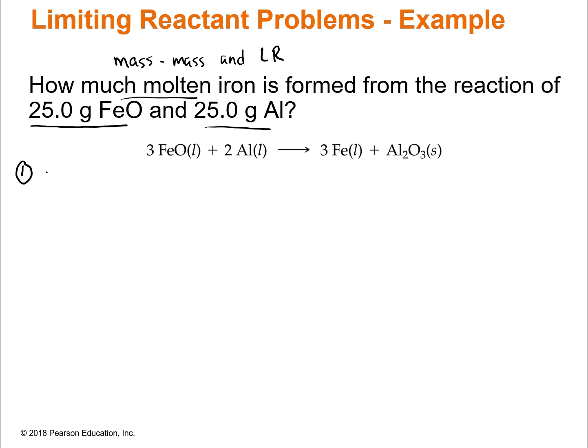For the first one, we're going to look at the 25 grams of iron 2 oxide and figure out how many grams of molten iron we can make. I'm not going to write out the plans for these. I'm just going to write out the equation.